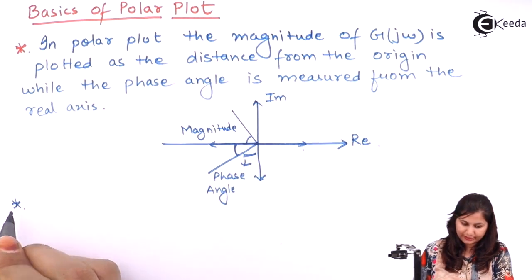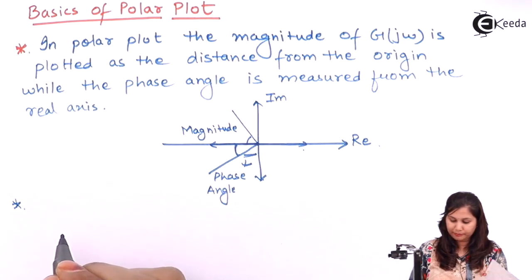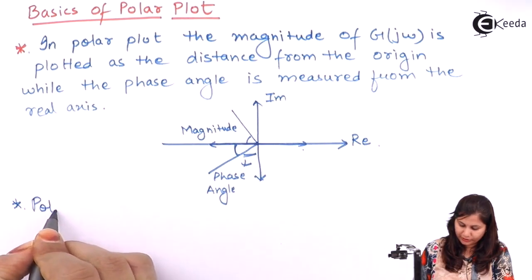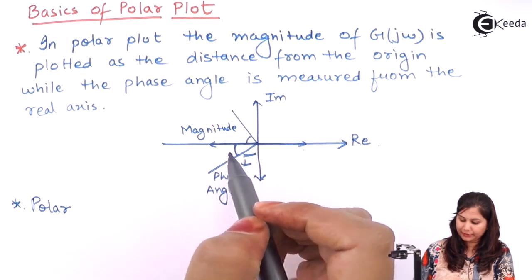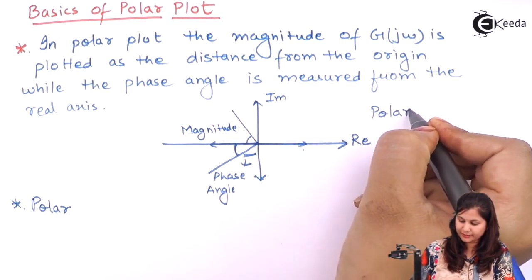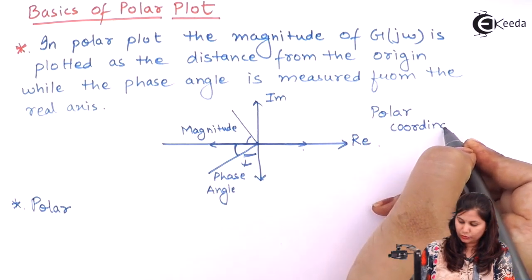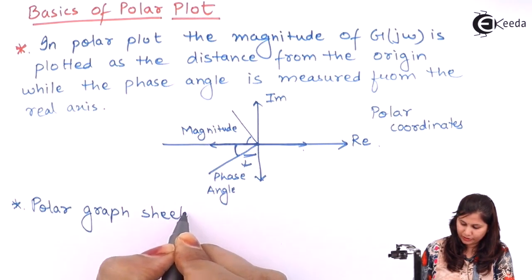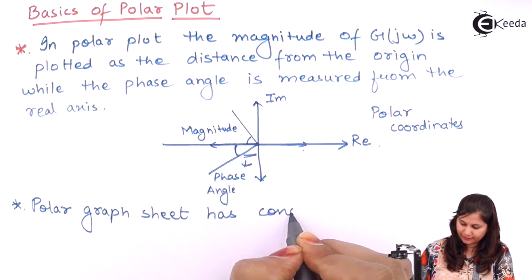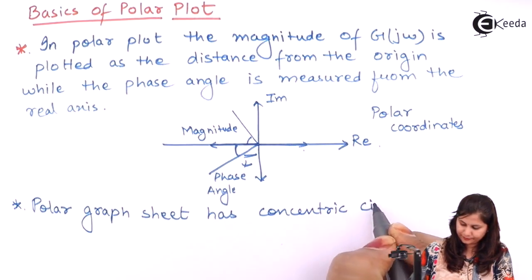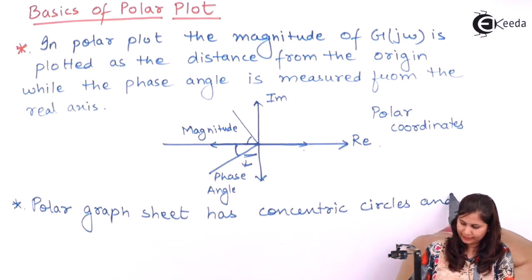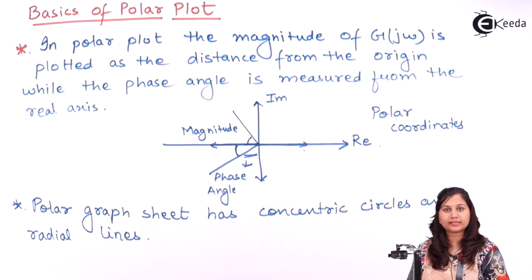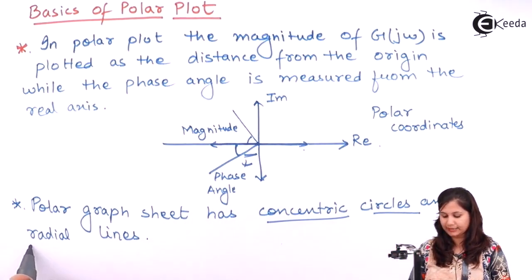The second point is that in polar plots, the magnitude is the distance from the origin. Because we are plotting the magnitude and phase angle on polar coordinates, we will have a polar graph sheet. This polar graph sheet has concentric circles and radial lines. So the polar plot of a system will consist of concentric circles and radial lines.